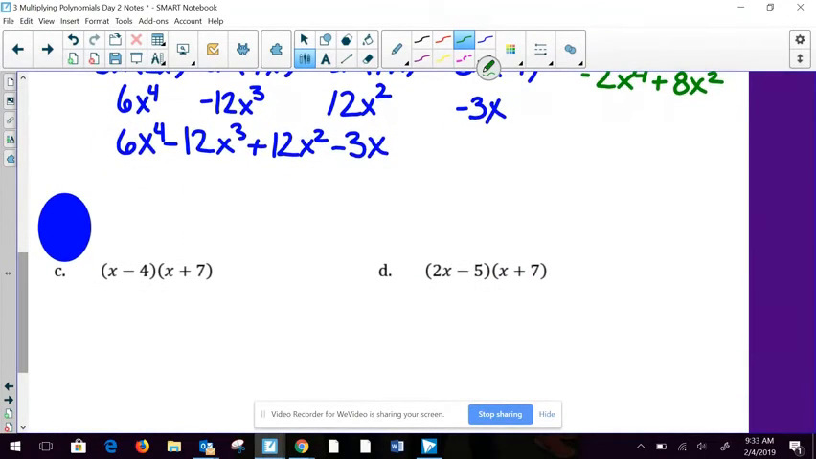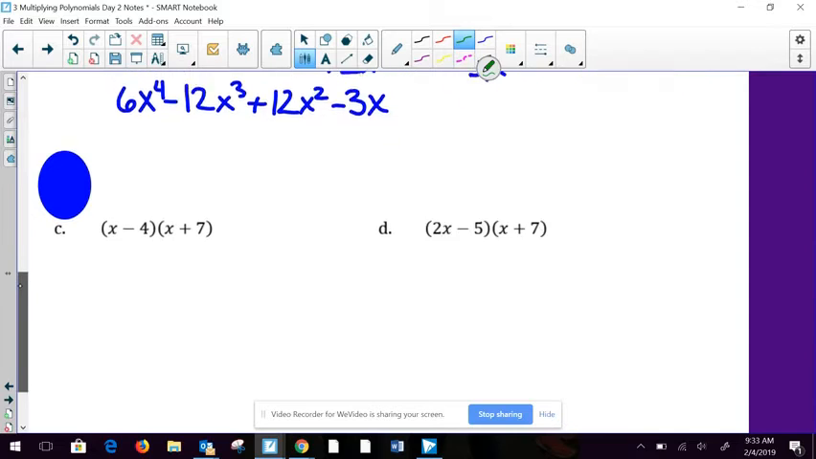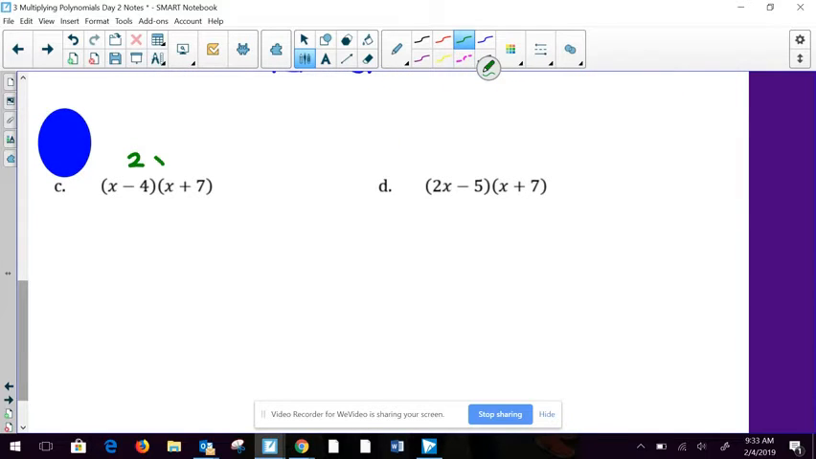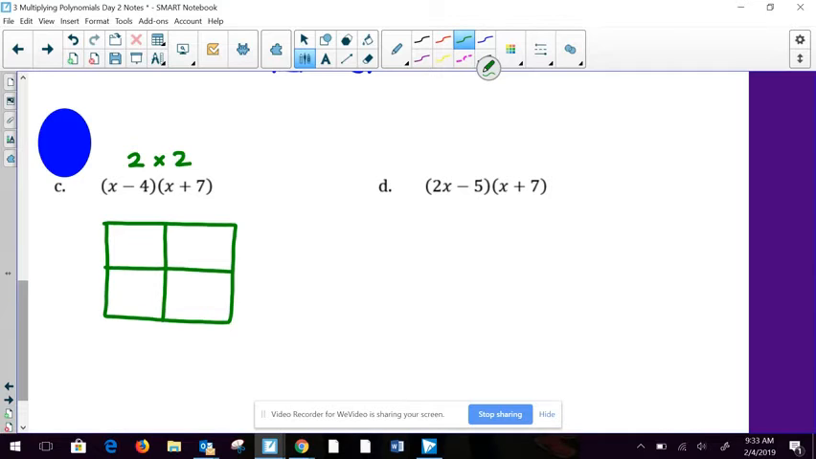You're going to notice that instead of having one number on the outside, I'm now going to have two numbers on the outside. So if we look at letter C, we call this a 2 by 2 because inside I have two terms inside each parentheses. So the first thing I'm going to do is set up my box. So here's my box. And I have two terms on top and two terms on the side. And I just take my numbers and my variables and put them in their correct places.